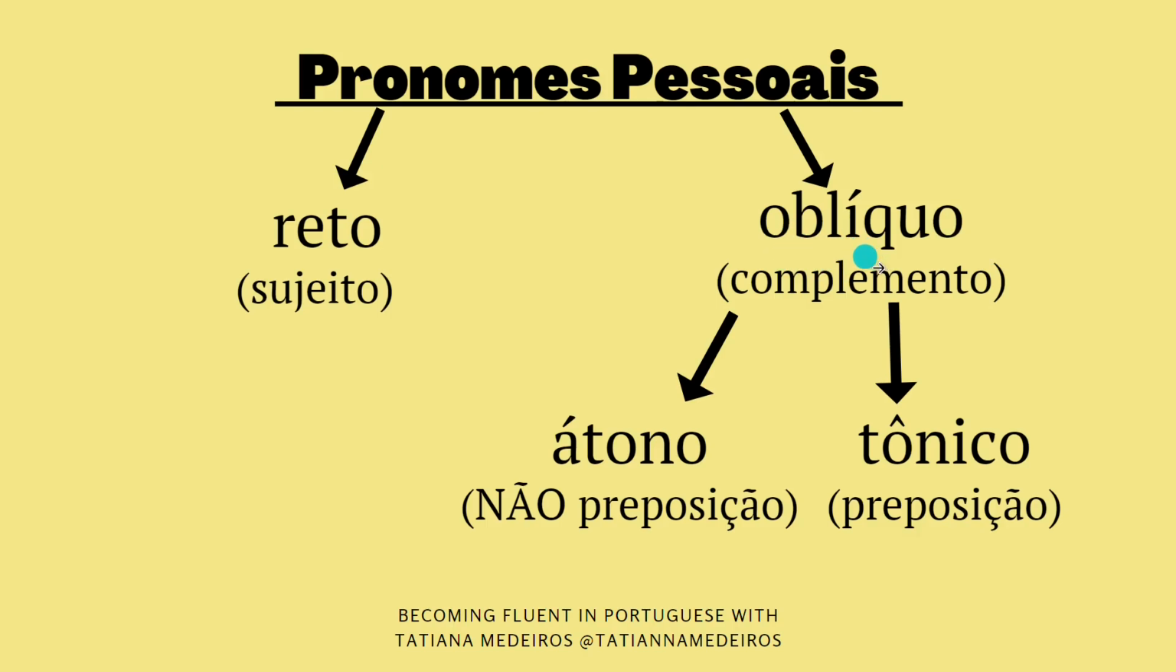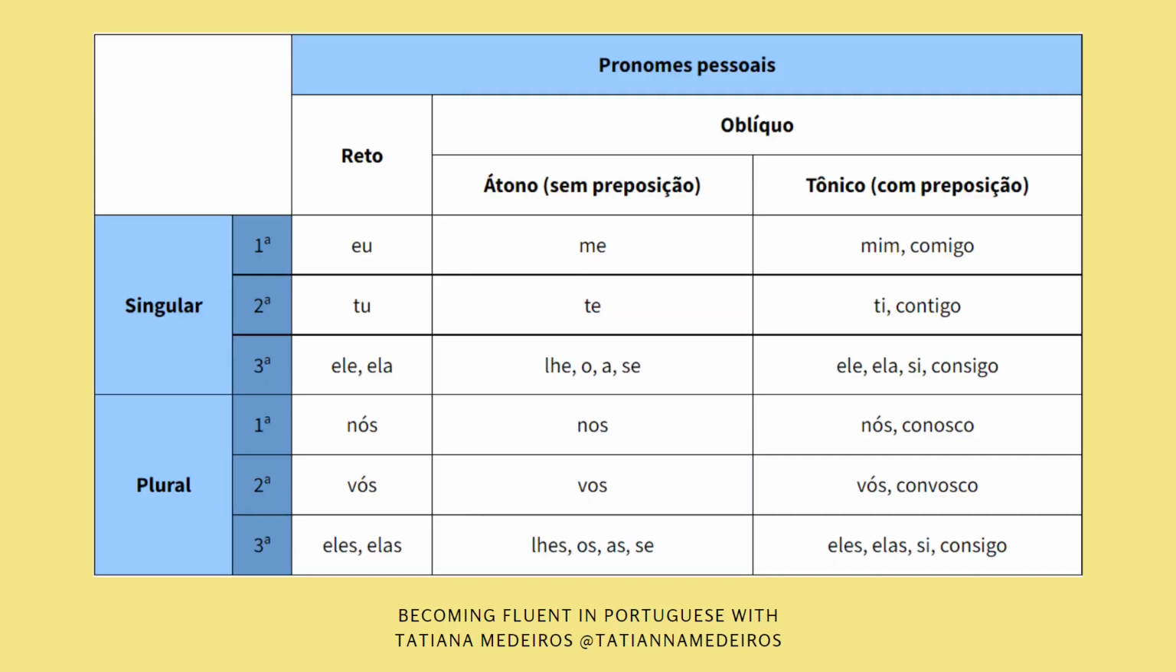Inside the oblíquo, we have átono and tônico. Átono do not need preposition. Não precisa de preposição. Tônico, it needs preposition. That's why preposição, preposition. Here we have a list of the personal pronouns.